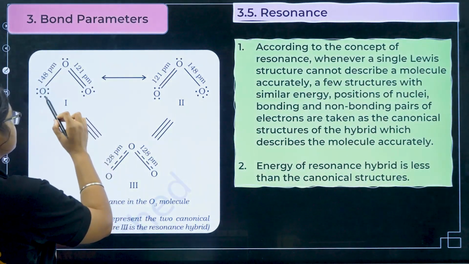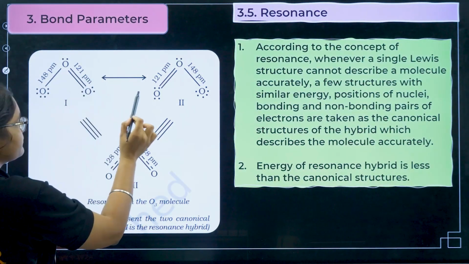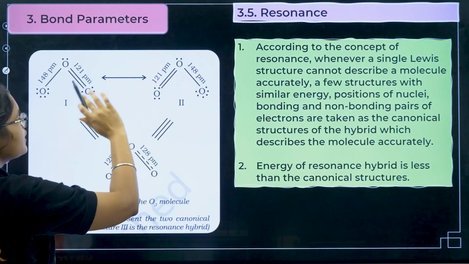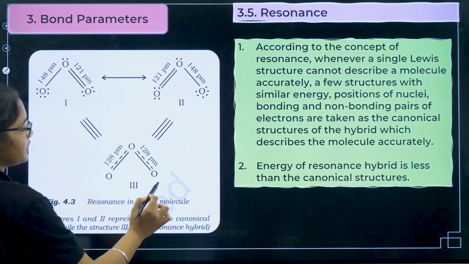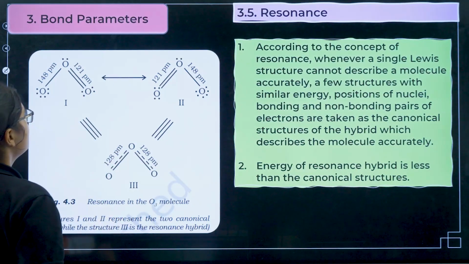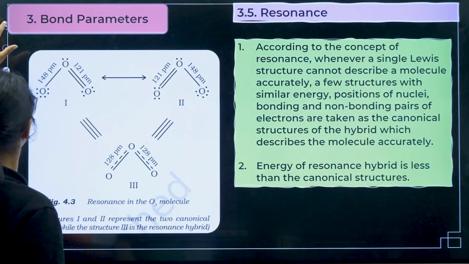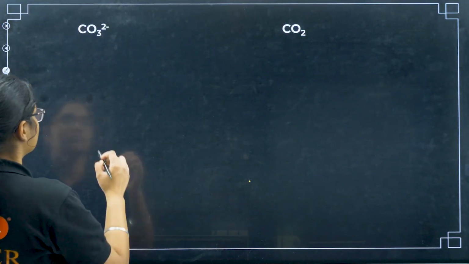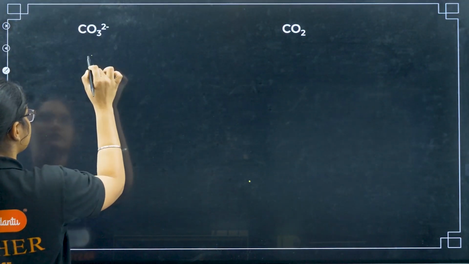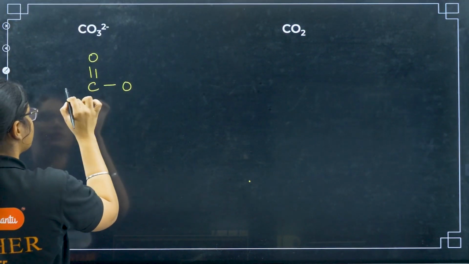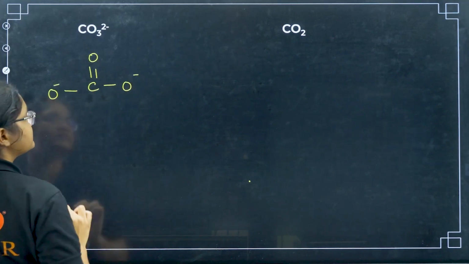You can see there is one possible structure of O3, there is another possible structure of O3. Combination of these two, the resonating structure, is given like this. Okay, so here is the next example, CO3 2 minus. So the structure you remember, CO3 2 minus, this is one structure.